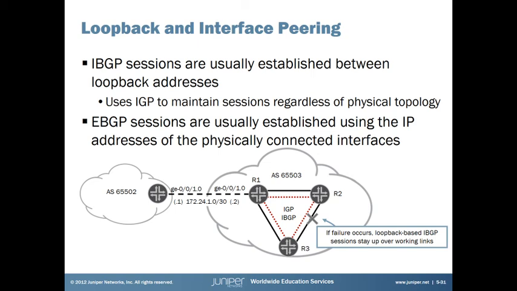eBGP, on the other hand, is different. Sessions are established using the IP addresses on physical interfaces. So with our eBGP session, it's the physical interface address on each side of that link that becomes our peering addresses. Physical address to physical address. The IP address of the physical interface.